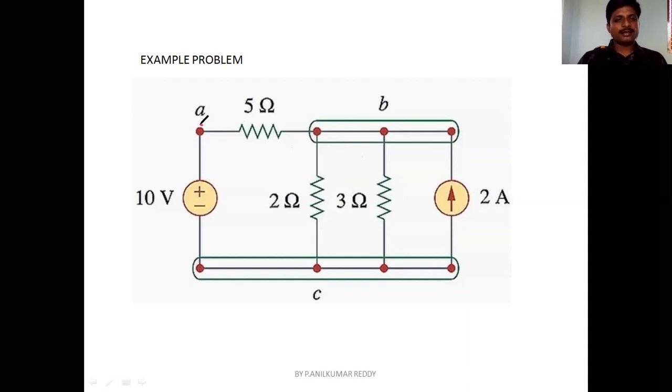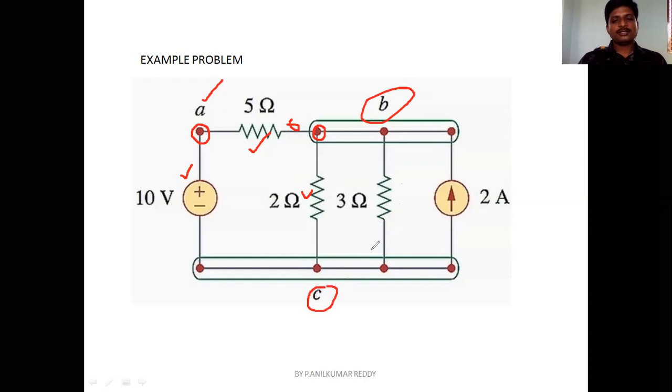Therefore, here at this node A, this 10-volt source and this 5 ohm resistor are connected. Therefore, this A becomes a node. Similarly, here this 5 ohm branch and this 2 ohm branch are connected at this point. Therefore, this becomes node B. Similarly, you can see here, let us say this is node C.